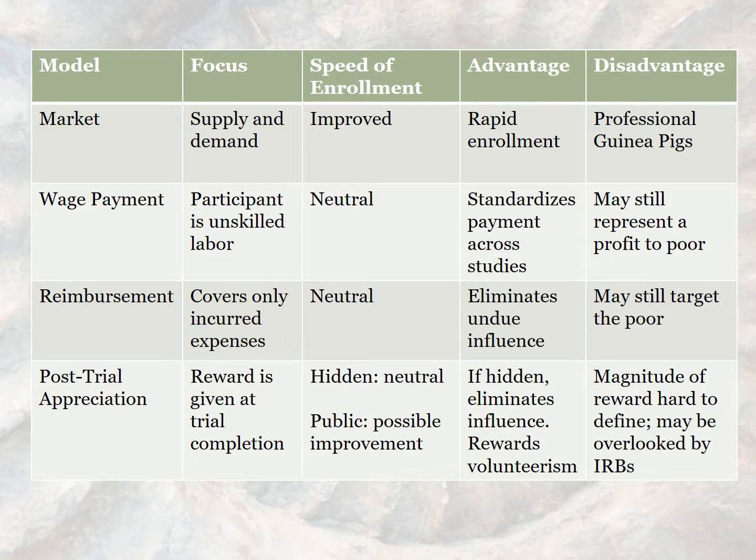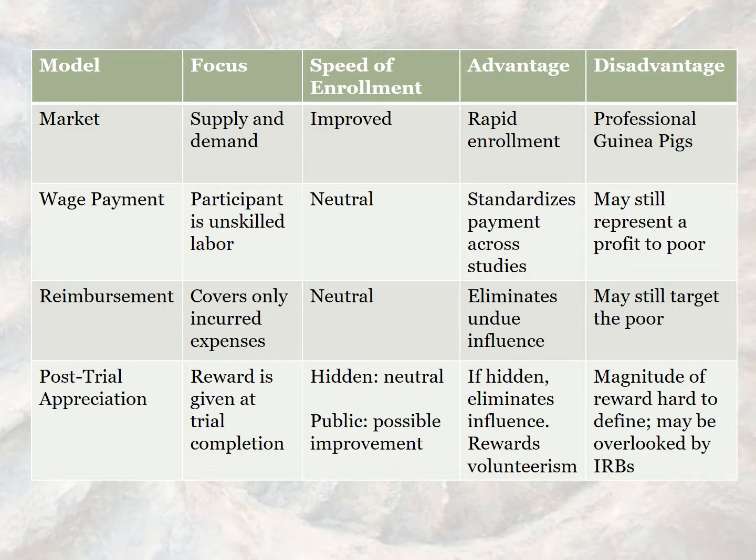So in this one, reward is given at the trial completion. If it's hidden and not talked about, it does nothing to the speed of recruitment. If it is discussed, it could theoretically improve the rate of enrollment. The advantage is that it does reward true volunteerism. And if it's hidden, it eliminates all influence because it's just a surprise at the end.